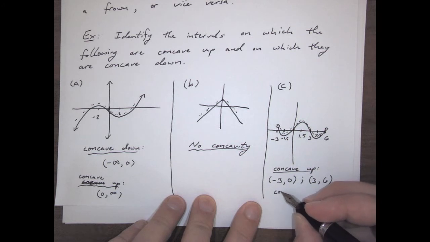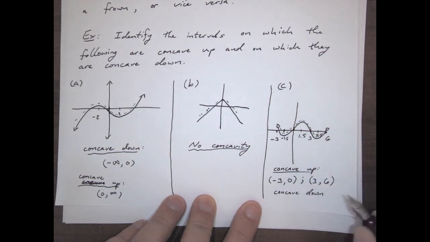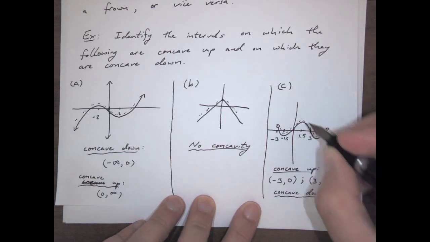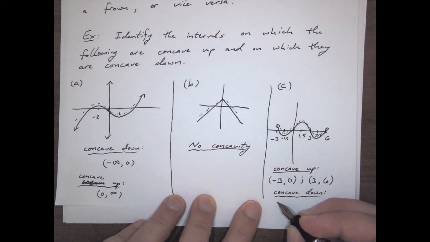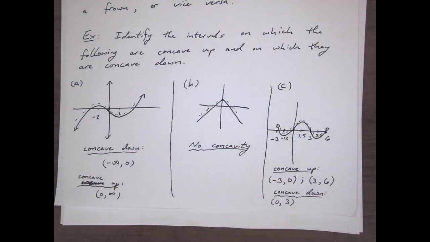And then concave down. That's going to be the intermediate space, which is from 0 to 3, but again, not inclusively. 0 and 3 are turning points, as you'll learn in a later math class. Those are called inflection points, points where the concavity changes. But to learn more about concavity, you have to keep on the mathematical train until you get to calculus.